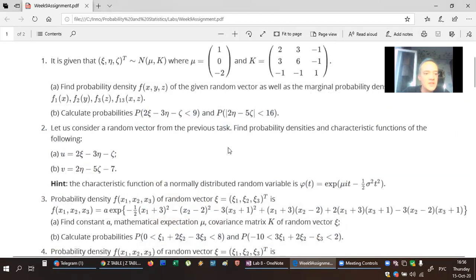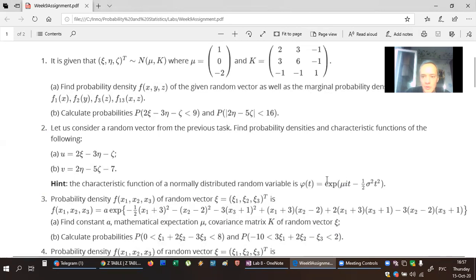So task number 2, you can solve yourself. The same trick here. These random variables u and v are normally distributed random variables. To find the characteristic function of these random variables, you can just use the hint or the definition of the characteristic function. The characteristic function will be the exponent of the following expression, nothing difficult.